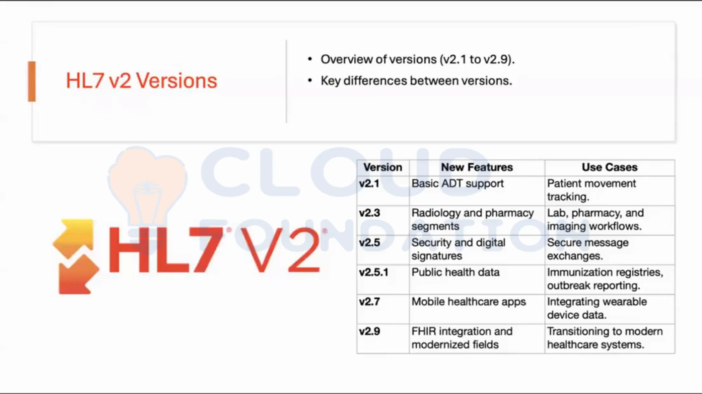Basically, when this version was introduced, the transition from HL7 V2 to FHIR, the interoperability between both of the systems improved drastically. And the main motive of the last version, version 2.9, was only to improve the interoperability between the FHIR system and HL7 V2. Getting my point?